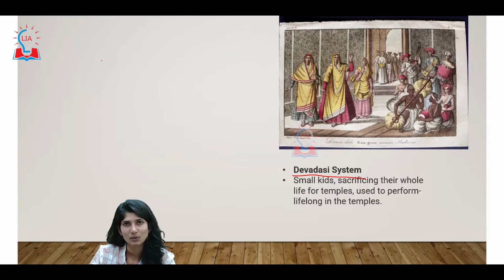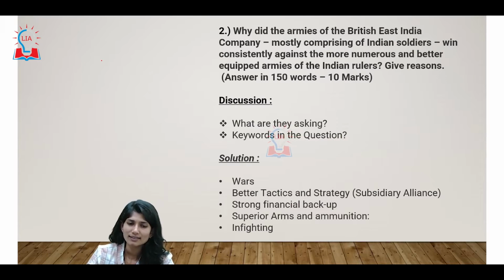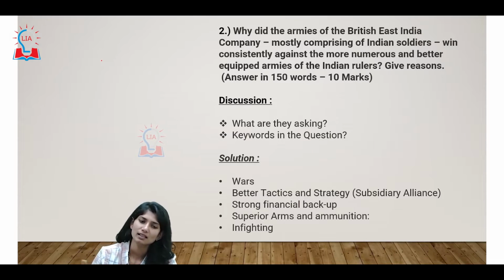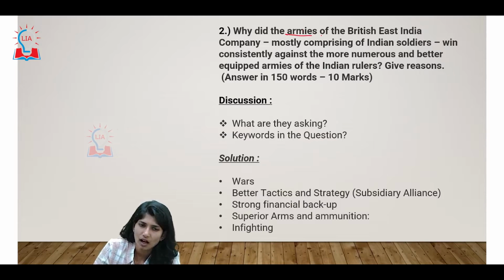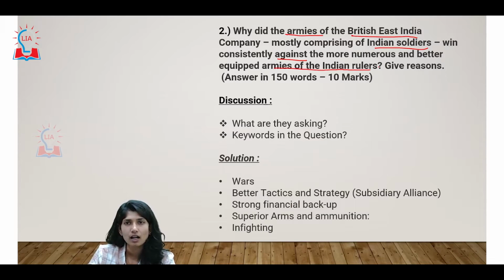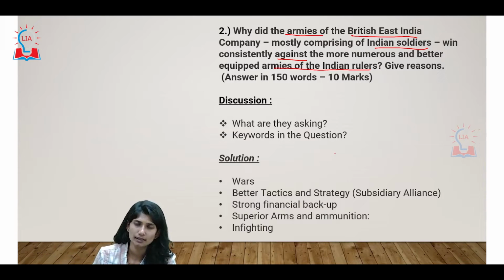Let's move on to the next question. Why did the armies of the British East India Company, mostly comprising of Indian soldiers, win consistently against the more numerous and better equipped armies of Indian rulers? Let's look at what the keywords are, then we will find out what UPSC has asked. Keywords here being armies of British East India, mostly comprising of Indian soldiers, and Indian armies. Who will comprise of Indian soldiers only? So in a way, Indian army is fighting with Indian army at that point of time. Now why did they do that?